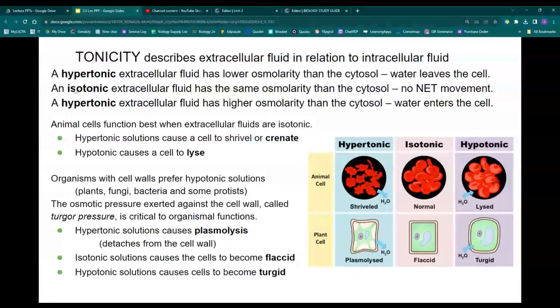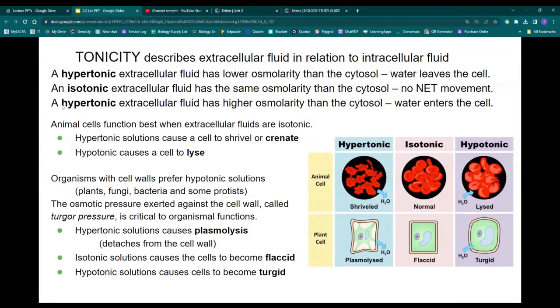Isotonic, iso meaning the same, means that the extracellular fluid has the same amount of solutes as the intracellular fluid, and there's no net movement of water. Water moves into the cell and out of the cell at the same rate. This is perfect for animal cells. Animal cells want to be isotonic. Plant cells, however, don't really want to be isotonic. This is going to cause the plant to become flaccid or wilted.